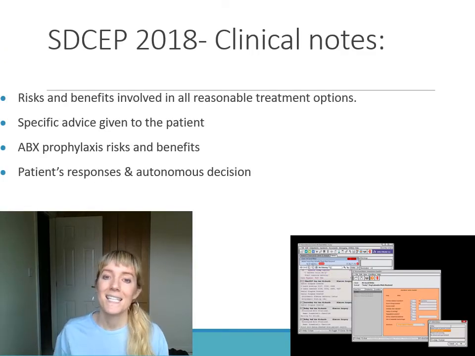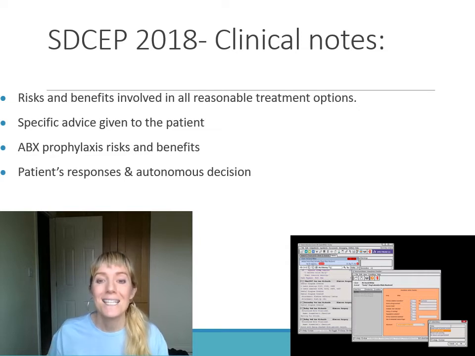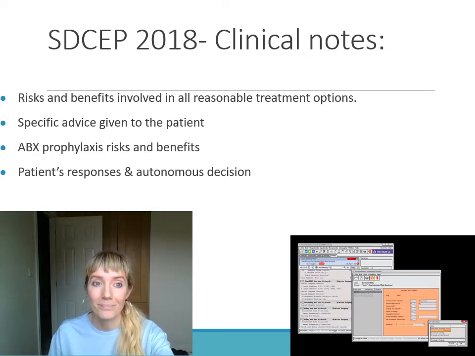These guidelines state a lot about what we should be documenting in our clinical notes, and that includes the risks and the benefits of all of the treatment options, and the risks and the benefits of the antibiotic prophylaxis, and any specific advice that we have given that individual patient, but also explains that we should be documenting the patient's response and their decision based on that discussion that we had with them.